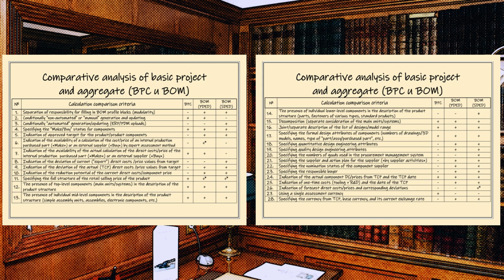Deviation of the actual direct cost prices indicated in the technical commercial proposal from the target values can be visualized in BOM in both absolute and relative percentage terms. Criterion 10. Indication of the potential for reducing direct cost or price of a component.